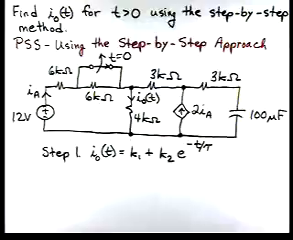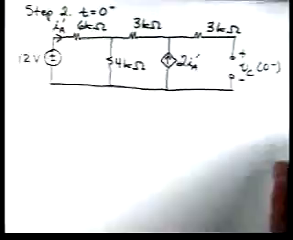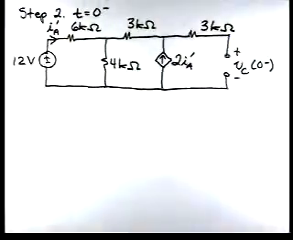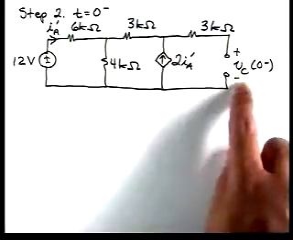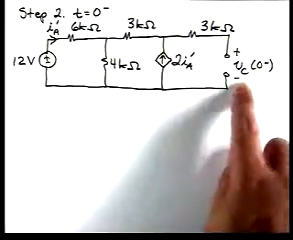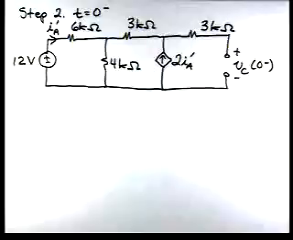So utilizing our problem solving strategy, let's draw the circuit at t equals 0 minus. We're going to assume steady state, so the capacitor will be replaced by an open circuit. And what we're going to do is solve for the capacitor voltage, VC 0 minus, because we know that's going to be the same at 0 plus.